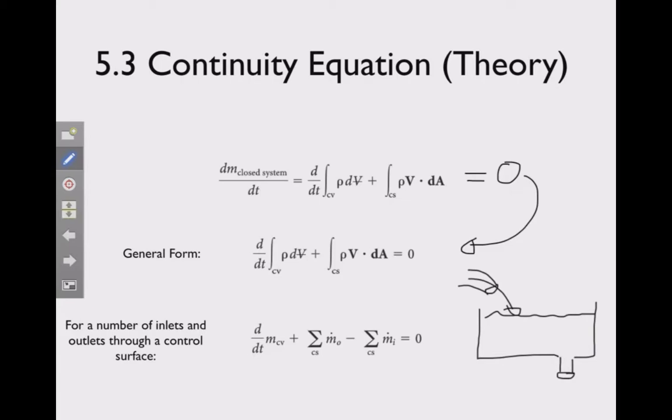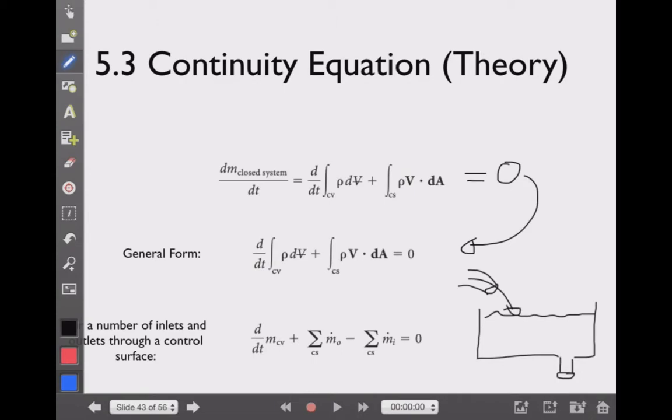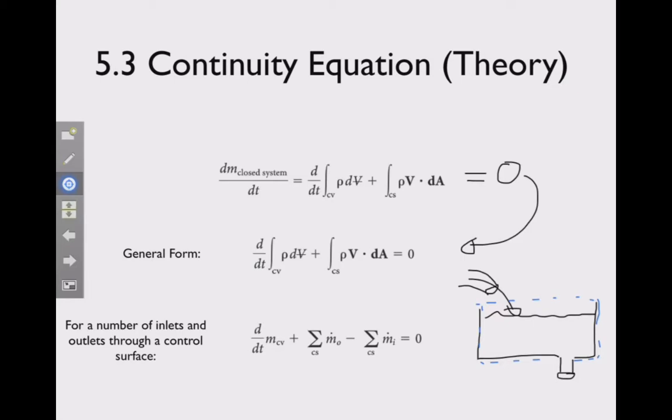Now, if we draw our control volume, let me grab another color here. If we choose our control volume to be something like this, then we could see how the fluid, if the inflow is greater than the outflow in this case, might rise and start to accumulate within our control volume. So that's where this term comes in. In this equation, if the inflows are greater than the outflows, this is going to be positive.